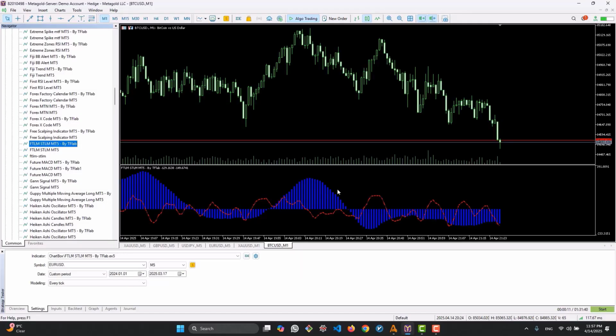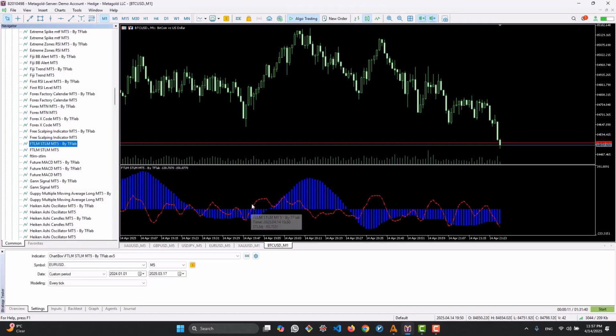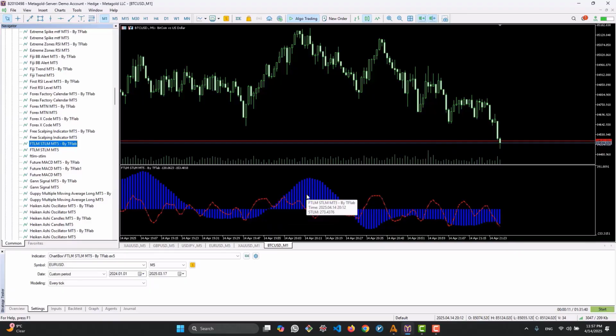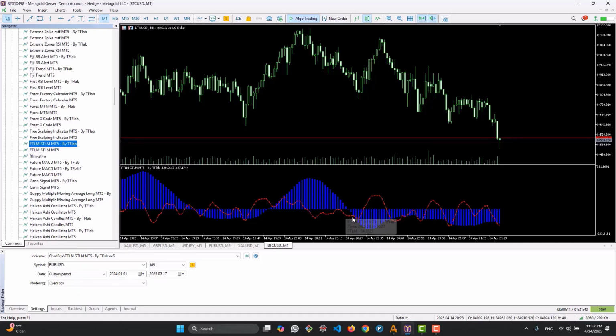line momentum. When the values of this red line are above the histogram values, we can consider the market momentum as bullish and enter a buy trade. Conversely, when the values of this red line are below the histograms, we can consider the market momentum as bearish and enter a sell trade.